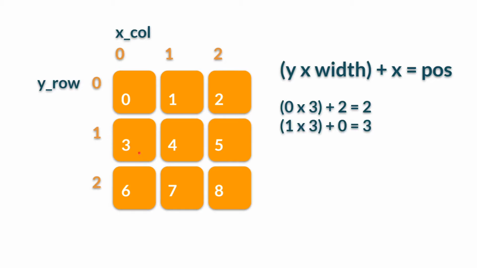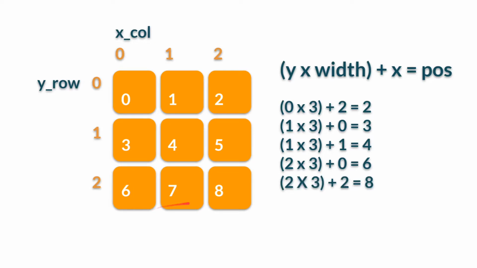1 times 3 is 3 plus 0 equals 3. 1 times 3 is 3 plus 1 equals 4. 2 times 3 is 6 plus 0 equals 6. And 2 times 3 plus 2 is 8. So now that we know how this works, let's switch over to GameMaker and see one way to write this in code.